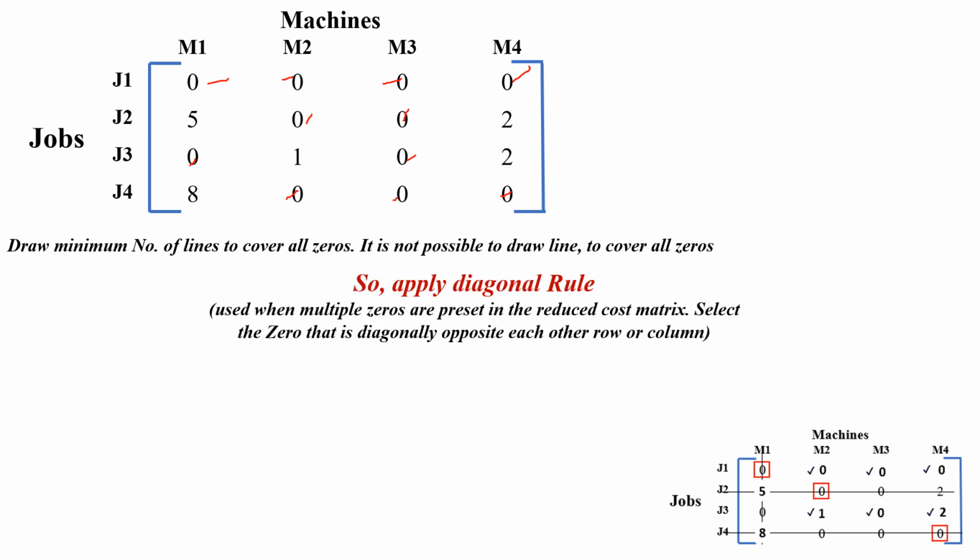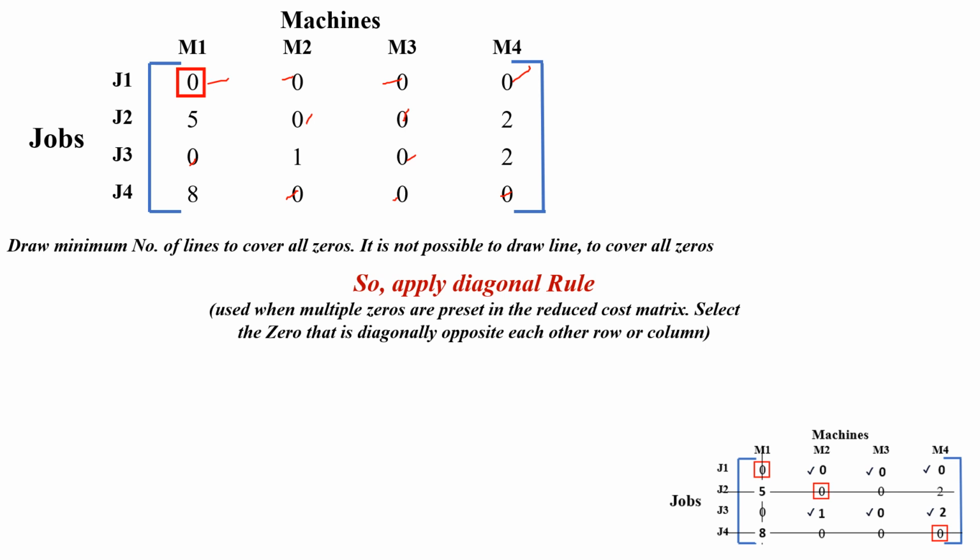So in this situation, we can apply the diagonal rule. The diagonal rule is used when multiple zeros are present in the reduced cost matrix. Then select a zero which has another zero diagonally opposite to it, in another row or column.